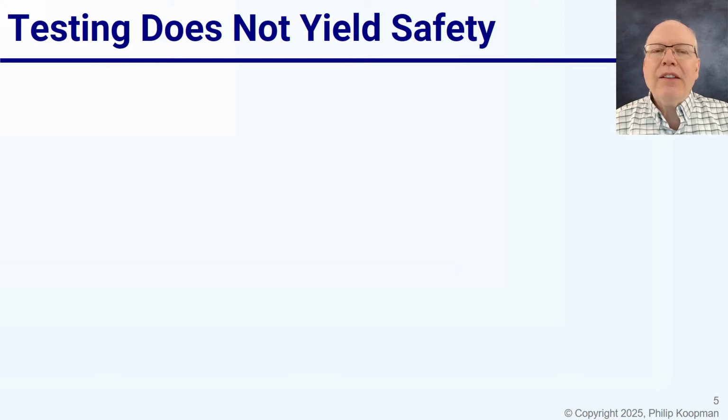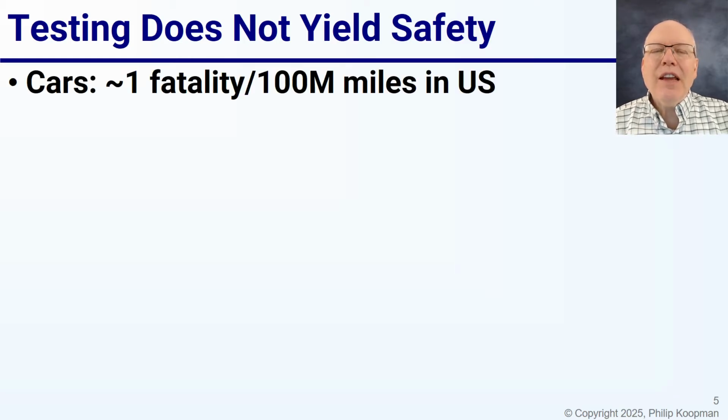Let's get on to that. Let's work through that list, and we'll start by shooting down the myth that testing gives you safety. Testing has never gotten anyone safety for a complex system. Let's take cars as an example. If you're going to build a robotaxi or something like that, a good, very round number for the US over a number of years ends up at 1 fatality per 100 million miles.